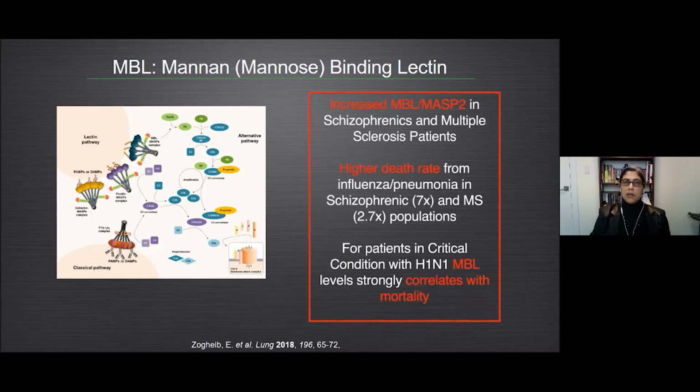So we focused in a little bit on the mannan or mannose binding lectin because it turns out that there's increased MBL and MASP2, so it's part of the lectin complement pathway, in schizophrenics and multiple sclerosis patients. And if you look at the epidemiology of those patients, they die at a far higher death rate from influenza and pneumonia. So schizophrenics die at about a 7-fold higher rate, and multiple sclerosis patients, it's about 3-fold higher. And because of an earlier experiment from a Japanese group where they did the MBL knockout mouse and saw that they actually got less severity, a group in England actually looked at MBL levels in critical patients with H1N1. And what they found is the levels correlate strongly with mortality.